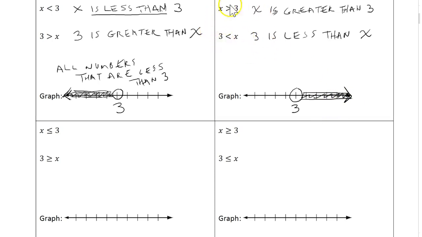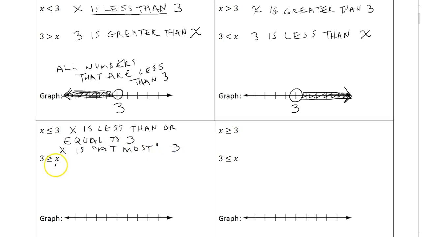Whenever the open side of the symbol is towards the x, color in to the right because it refers to all numbers greater. In the next example, there is a line under the symbol. This means it's read or equal to. This one is read as x is less than or equal to 3. This means that x is at most 3. This can also be written the other way round. 3 is greater than or equal to x.